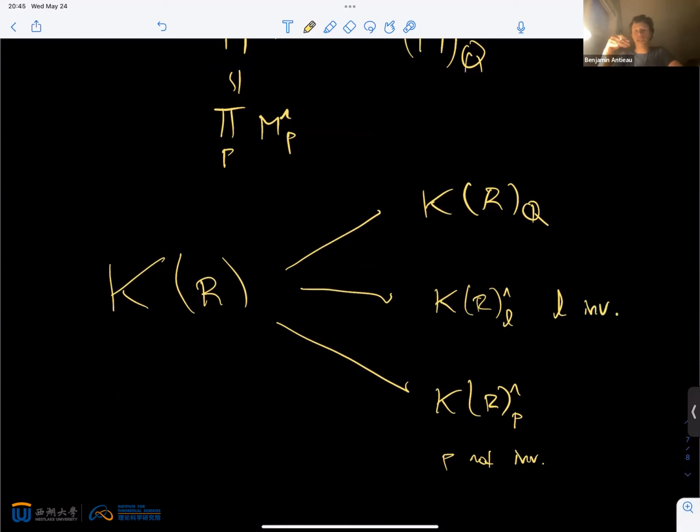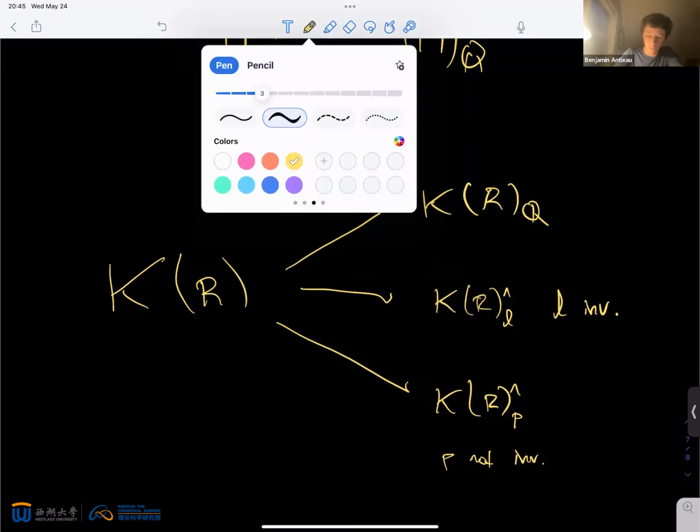And if you could understand K theory at all these different spots, then you could try to glue them together and understand K theory globally. Okay, so that's a strategy for understanding K theory. And let me just try to identify what the issues are.